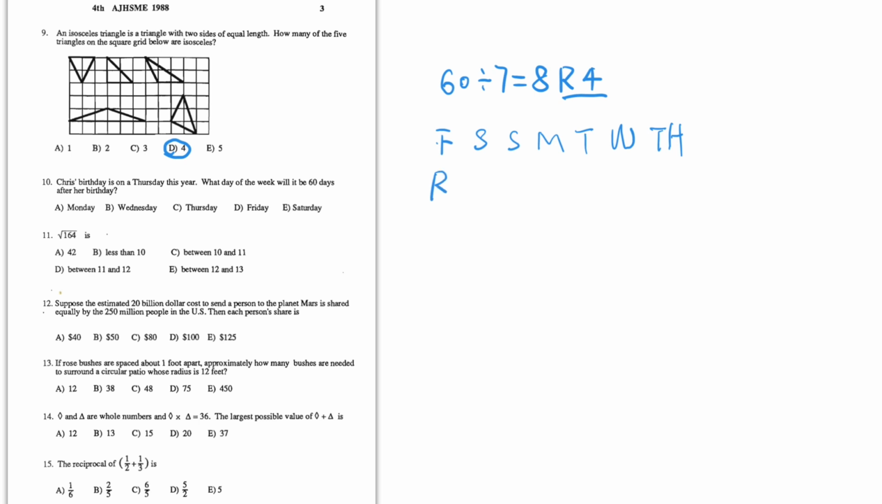We know remainder 1 is Friday, and remainder 2, remainder 3, remainder 4, that's Monday. How about divisible? That means remainder 0. Remainder 0 is the last number. So remainder 4, that's Monday. So the answer is A.